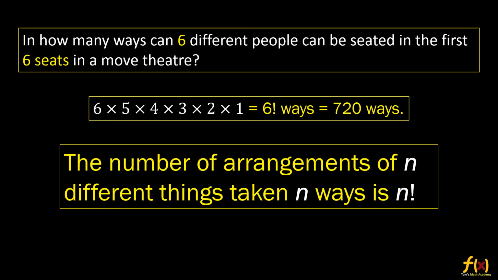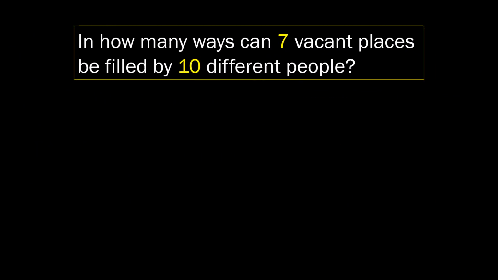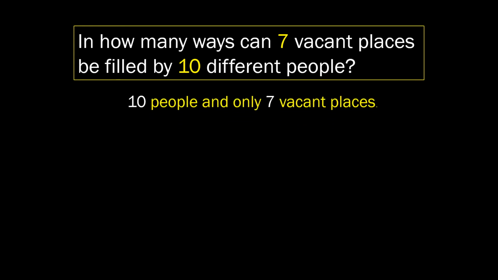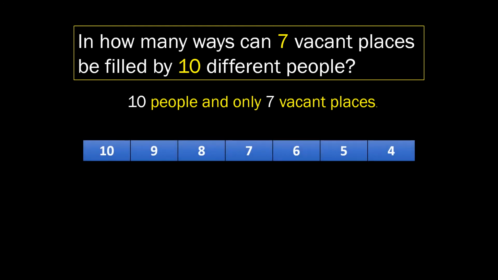That is the definition. In how many ways can 7 vacant places be filled by 10 different people? Now we come to a few tricky questions. There are 10 people but 7 vacant places. The best way is to mark the 7 positions. You can put dashes instead of drawing columns, so don't waste your time.